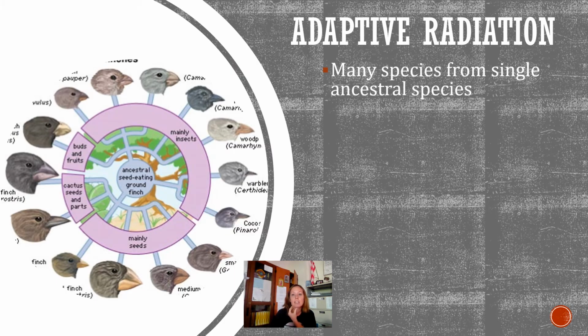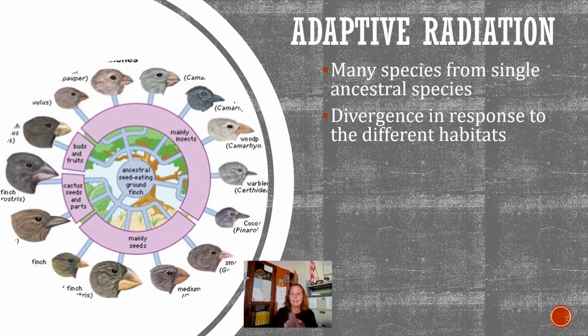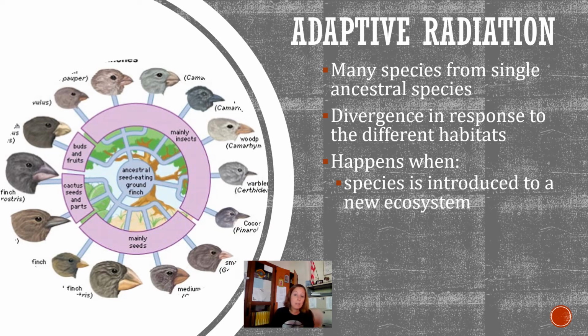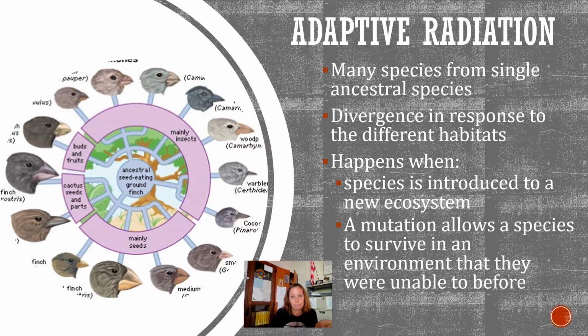Adaptive radiation is when many species come from one single ancestral species. They diverge or separate in response to different habitats. So if you have an organism that goes to a new ecosystem, a new island, and there's nothing on there, all of the habitats are open so the organism can take part of all of those places, but they all have slightly different environmental pressures. A mutation that allows species to survive in an environment that they were unable to survive in before is also another way that divergent evolution can occur.